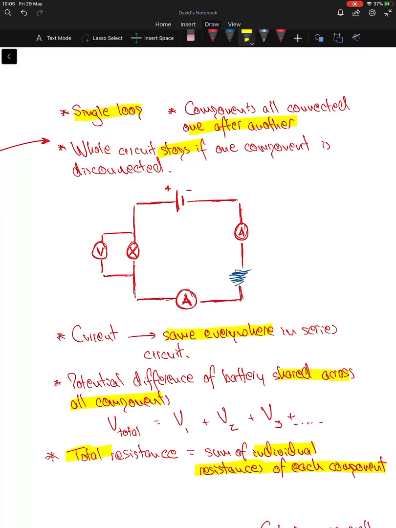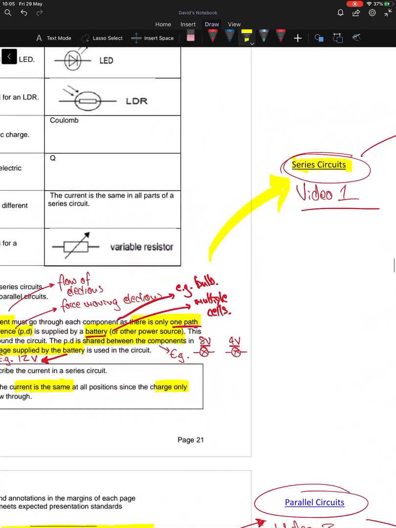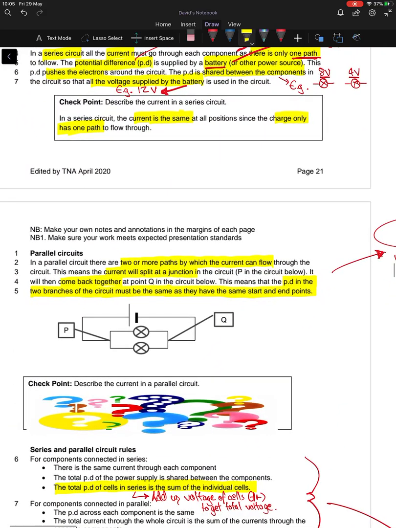If you want to pause the video and just make a copy of any of those notes, feel free. Right, if you've done that and you've unpaused the video, we can now look at parallel circuits.